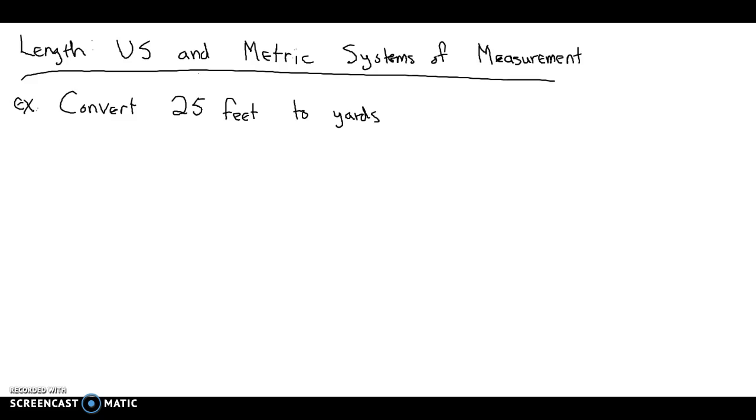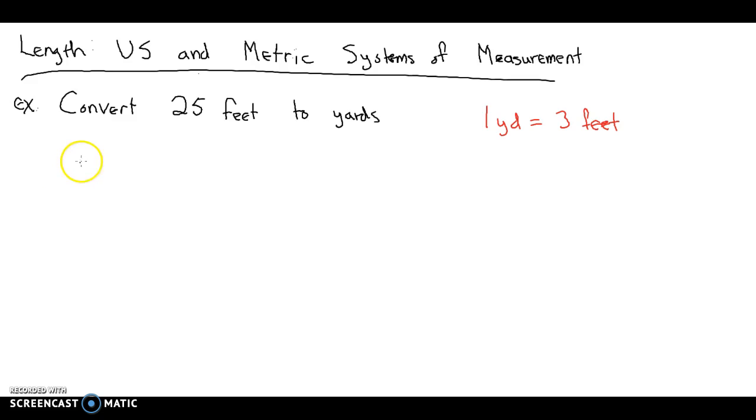So let's first do an example of our system of measurement, what we use in the US. All right. So we're going to convert 25 feet to yards. Let us remember that what we need before we actually start the calculation is that 1 yard is equal to 3 feet. So there's 3 feet for every 1 yard. All right. So here's how it's done.